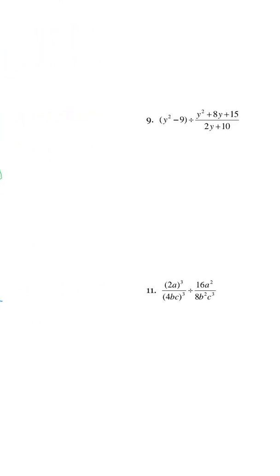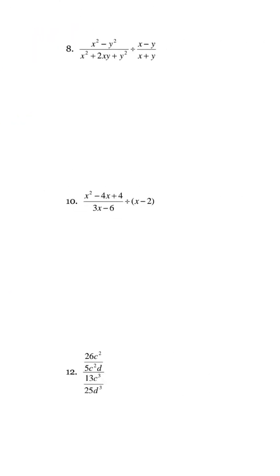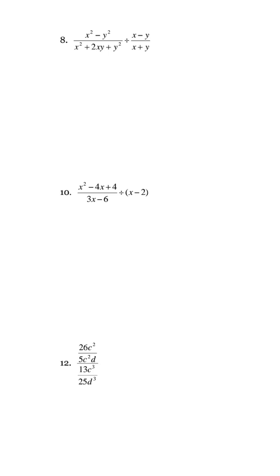Alrighty, on to the back of this sheet. We have 3 more problems, 8, 10, and 12. 12 looks pretty unique, so we're definitely going to get to 12. Number 8 says (x squared minus y squared) over (x squared plus 2xy plus y squared) divided by (x minus y) over (x plus y).